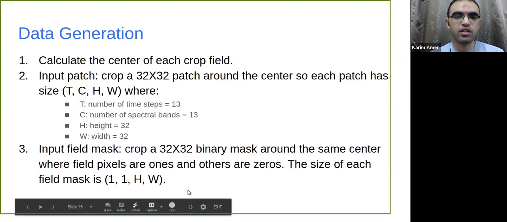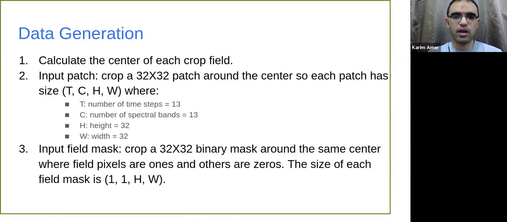The second part in the data generation is the input field mask. We have a lot of fields with a very small number of pixels, so I wanted to differentiate between the size of each field by having a mask that includes how many pixels there are for each crop field. This mask was used afterwards in the pooling layer to only take the relevant information into consideration.